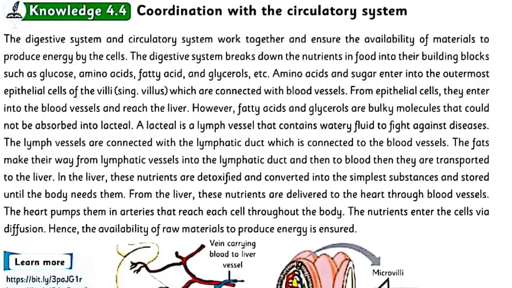In the liver, these nutrients are detoxified and converted into the simplest substances and stored until the body needs them. From the liver, these nutrients are delivered to the heart through blood vessels. The heart pumps them in arteries that reach each cell throughout the body. The nutrients enter the cells via diffusion. Hence, the availability of raw materials to produce energy is ensured.